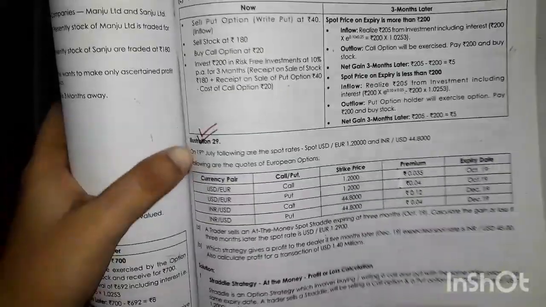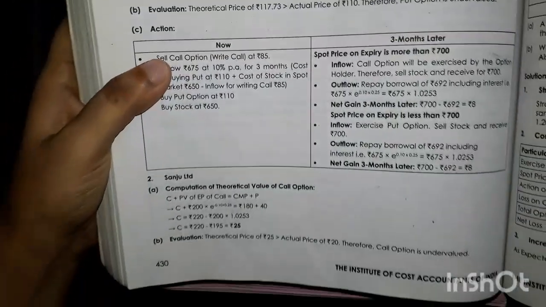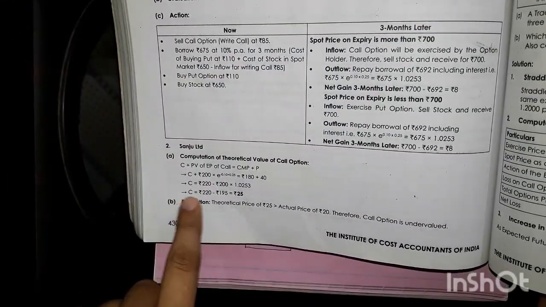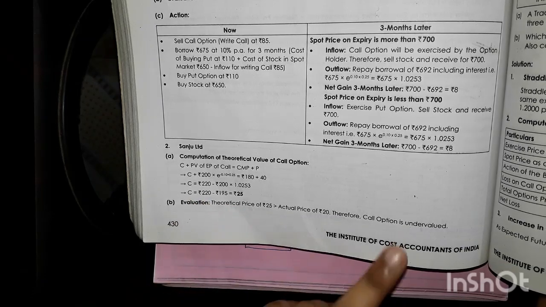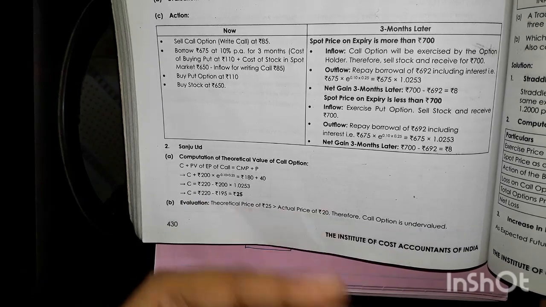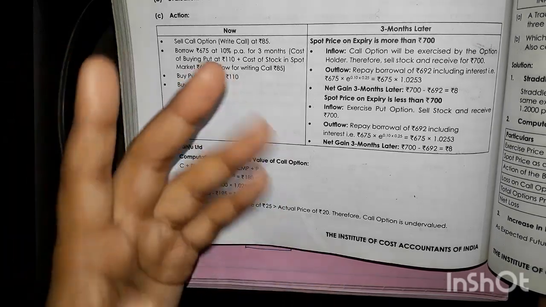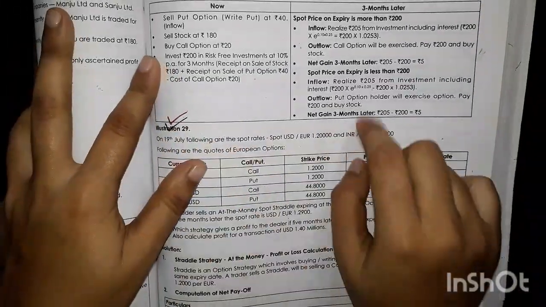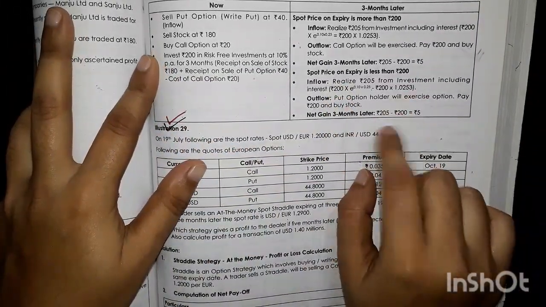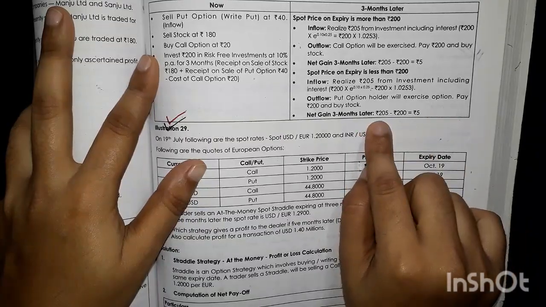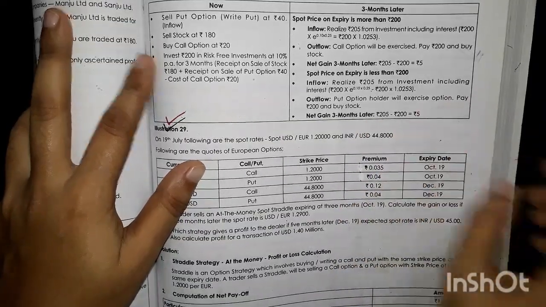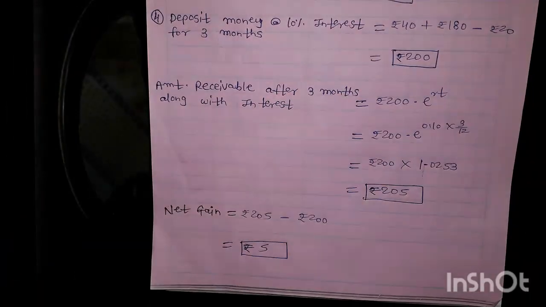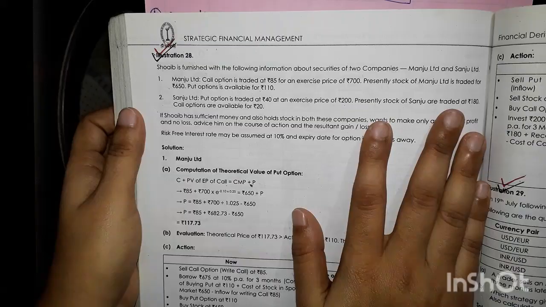So here Sanju Limited is given, and the value of the call option is 25 and it is undervalued. 25 means we have calculated 24.94, so they have just rounded off. So it is 25, nothing more than that. And here the net gain is given, that is rupees 5. See, 205 minus 200 is 5. I hope you have understood this illustration. It is very easy. So here we have completed illustration number 28.